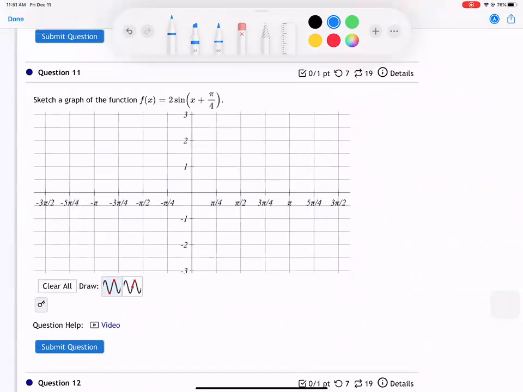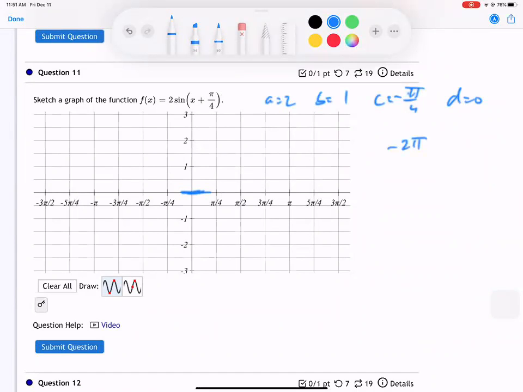Okay, sketch the graph. This has a phase shift to it. A is equal to 2. B is equal to 1. C is equal to pi over 4. Careful, it's negative pi over 4. And D is equal to 0. Okay, so D is 0. Nice. Yeah, easy.